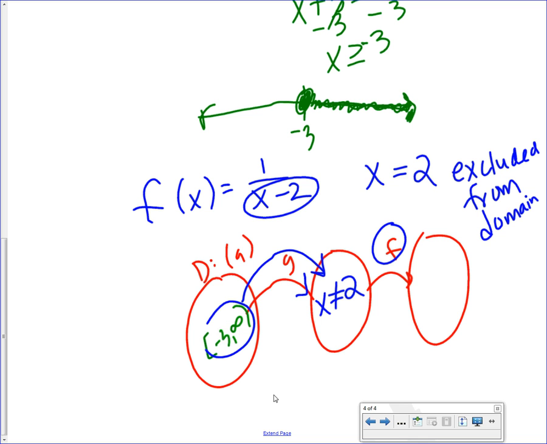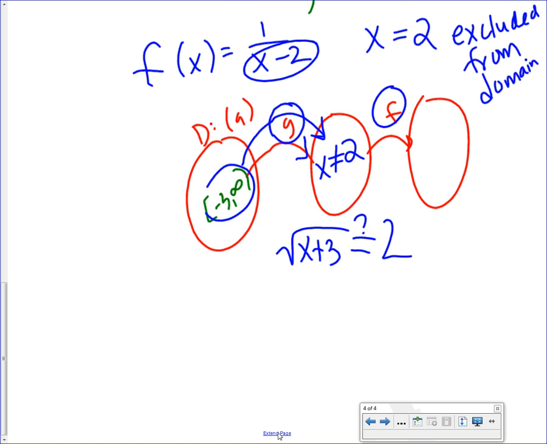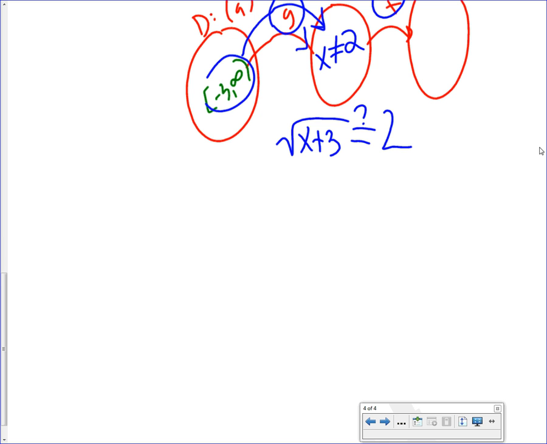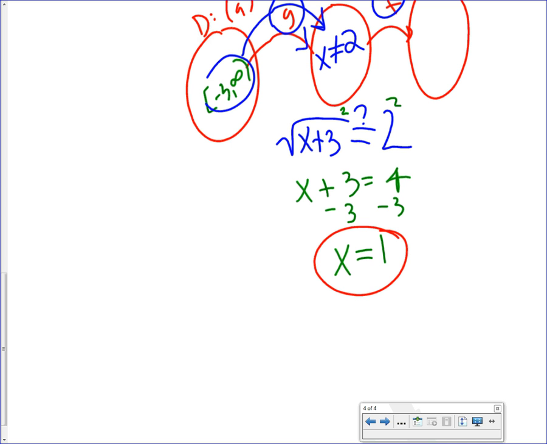So what we're going to do is we're going to set the g function equal to 2. So square root of x plus 3. When does it equal 2? Because when it equals 2, it will break the second part of the machine. It will break the f part of the machine. So solving this, we're going to square both sides. X plus 3 equals 4. Subtract 3 from both sides. X equals 1. X equals 1 is not allowed in the domain.